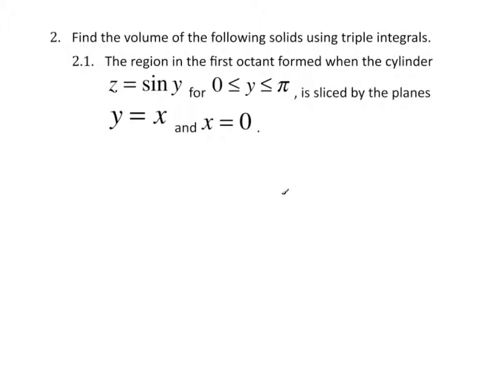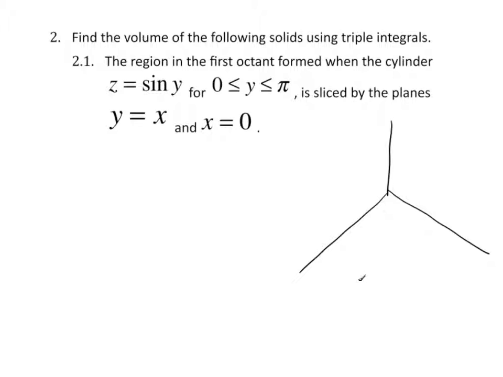So I want to find the volume of a solid here, and I need to use triple integrals. The region is in the first octant. It's formed when the cylinder given by z equals sine y, for y going from 0 to pi, is sliced by the planes y equals x and x equals 0. It would help if we could draw a picture of this thing.